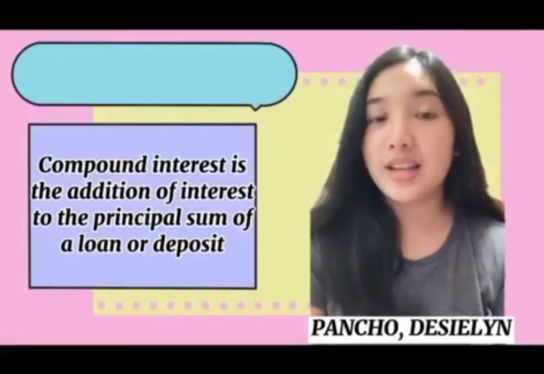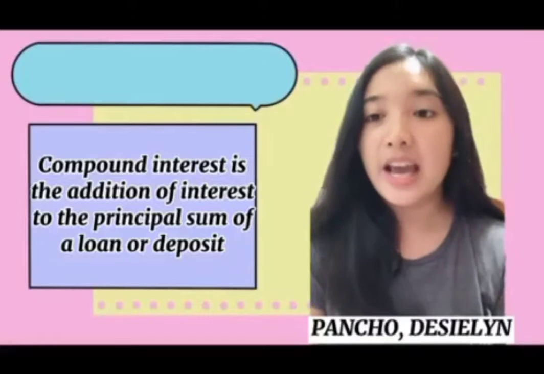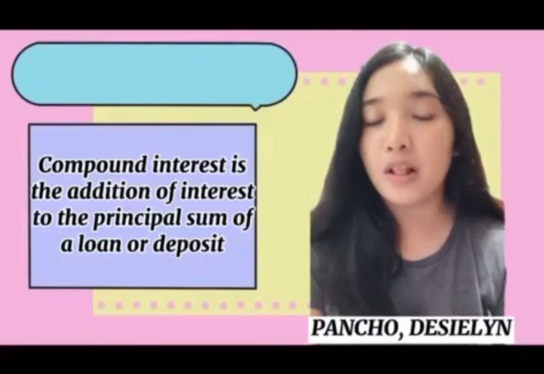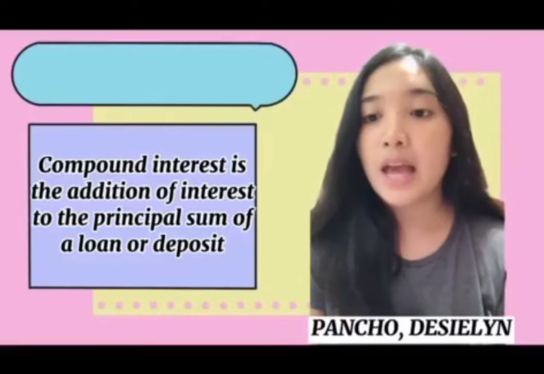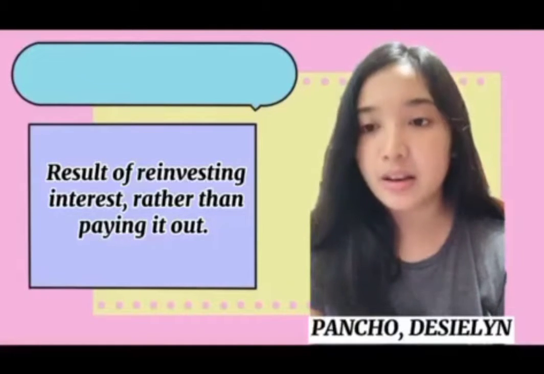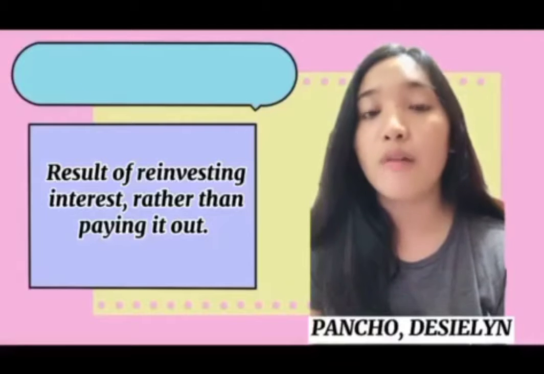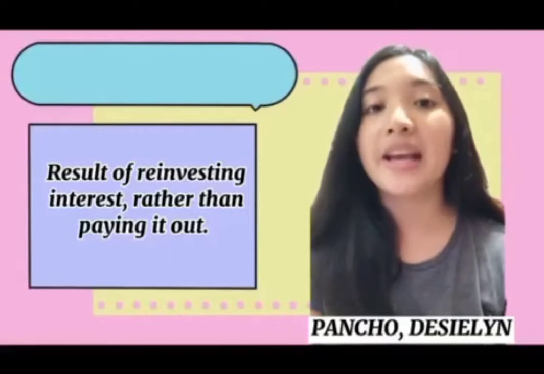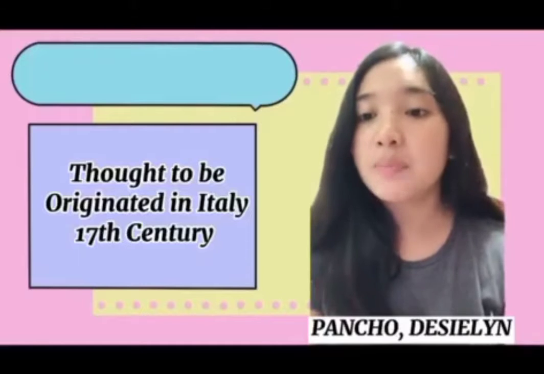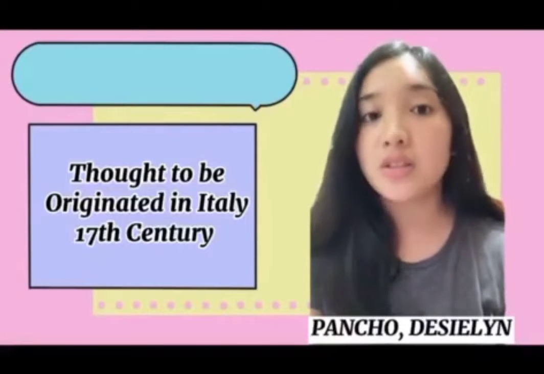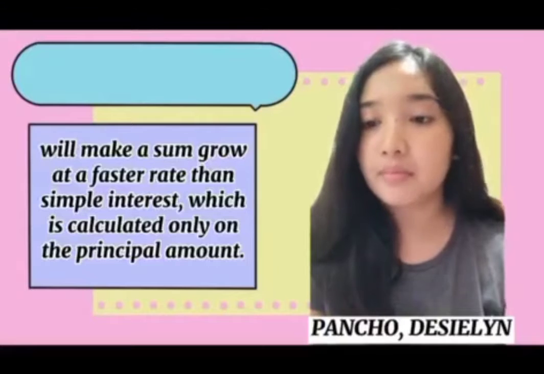Compound interest, in simple understanding, is the addition of interest to the principal sum of a loan or deposit. In other words, interest on interest. It is also the result of reinvesting interest rather than paying it out. It is believed to have originated in the 17th century in Italy.